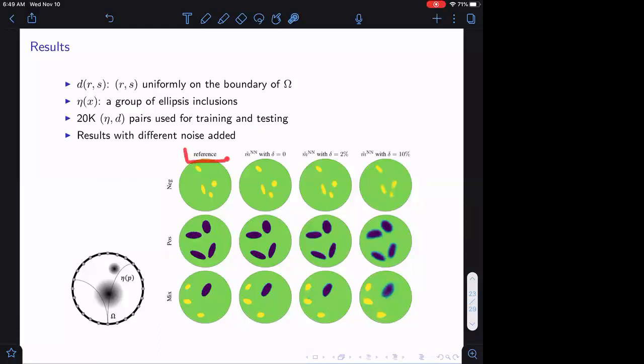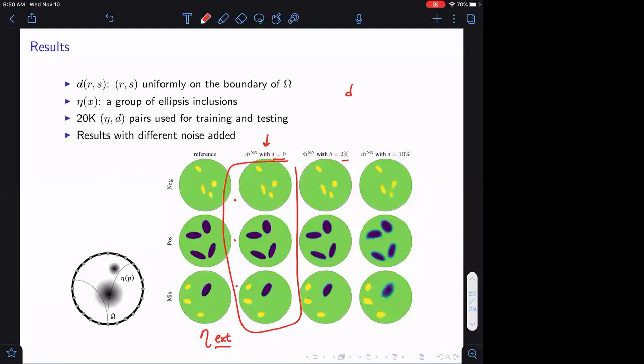So in each case, this is the reference. I show you the reference eta exact. This is the reconstruction we obtained by adding no noise to the data. So we collect the clean data D, and then apply our neural network and look at the reconstruction. And you see that in all 3 cases, you get almost perfect reconstruction for this eta. Then we added 2% of the noise.